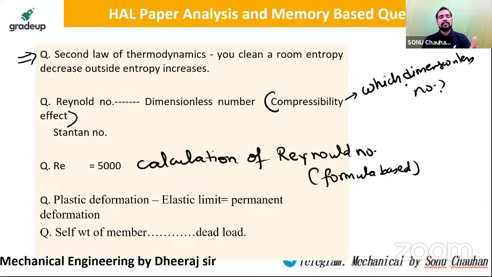Great. So Reynolds number was completely based on viscosity as well as velocity, and diameter is given to us. What will be the value of Reynolds number? It is based on a simple formula, right?